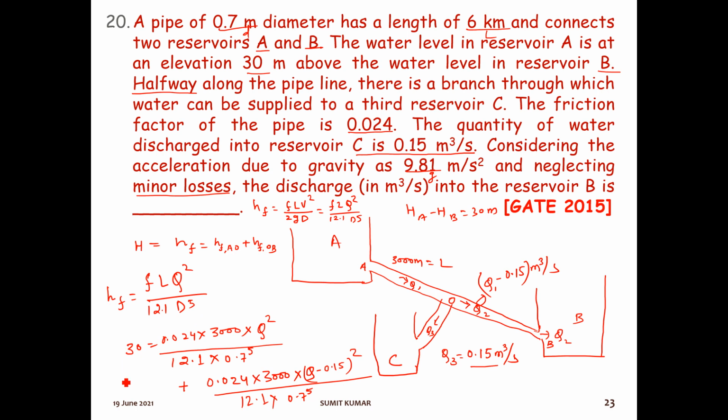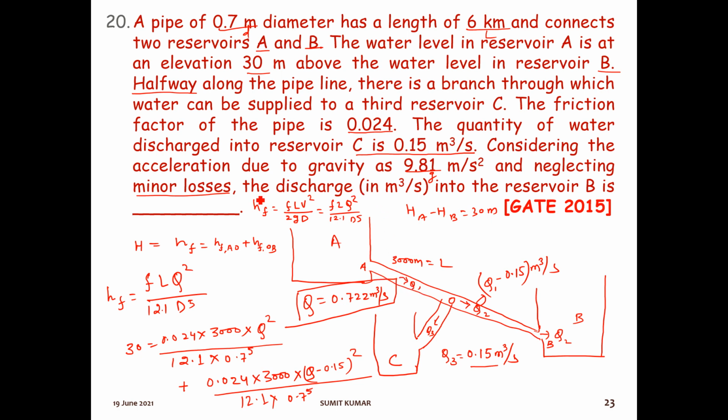So solve this equation, you will get the value of Q. How much? Solve it, and you will get Q as 0.722 meter cube per second. So this is the discharge, Q equal to 0.722 meter cube per second, and this Q corresponds to Q1, this AO channel.